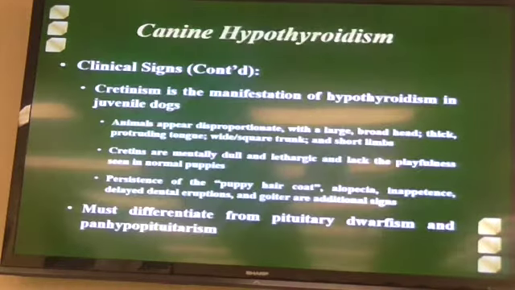You see either one. Now, as far as cretinism, that's basically the manifestation of hypothyroidism in your young dogs, juvenile dogs, and they appear disproportionate.